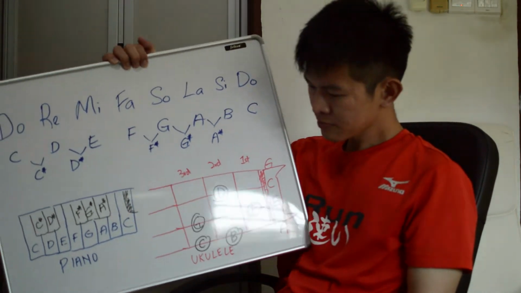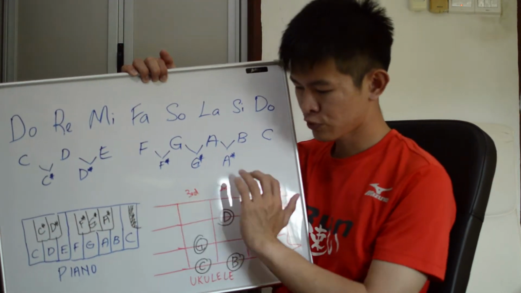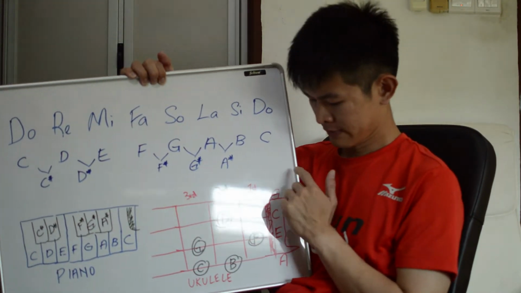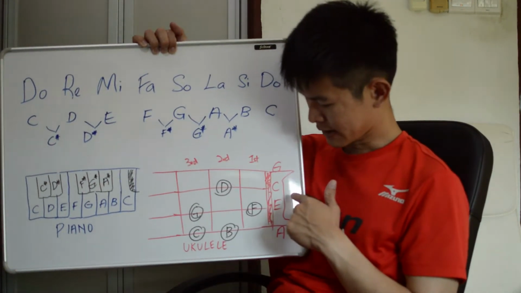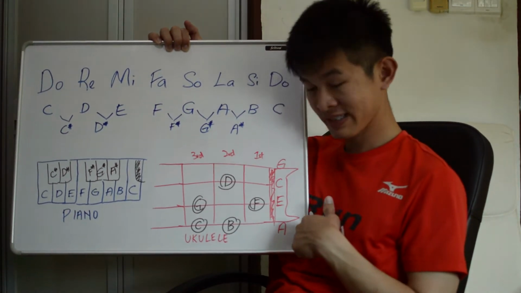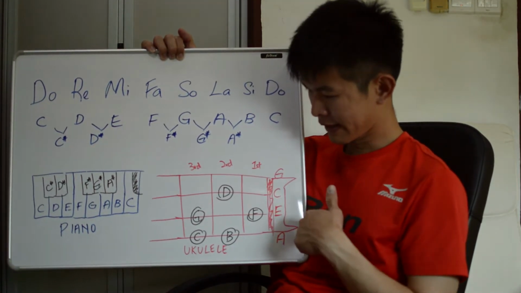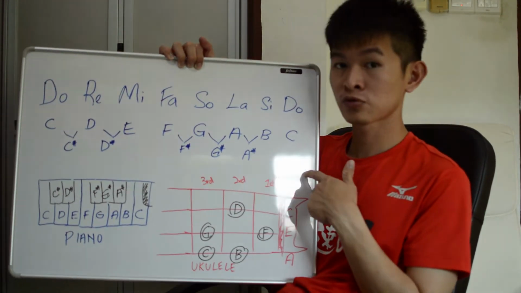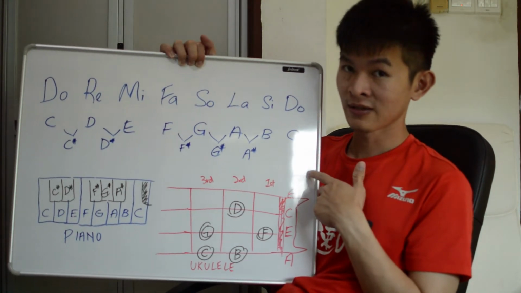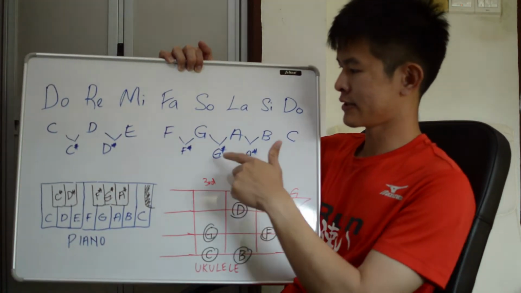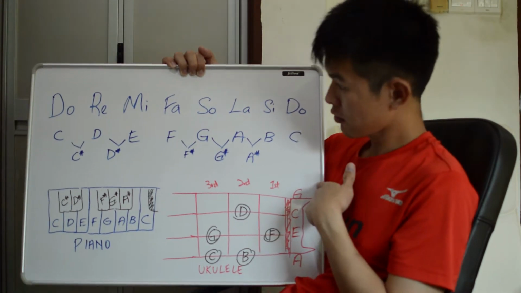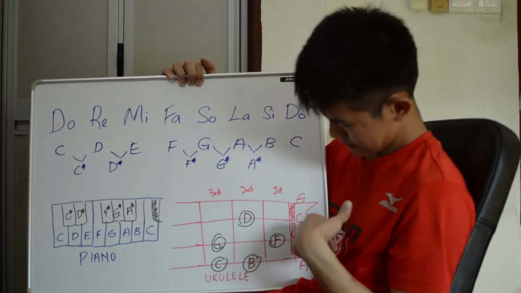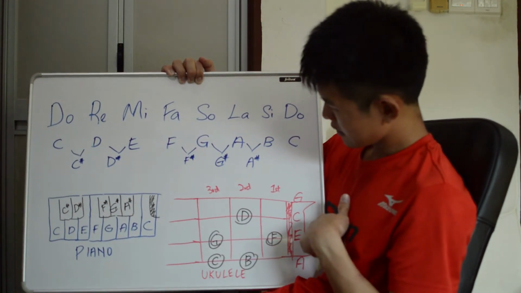First of all, the top string of the ukulele is G. The second is C. Then the third string is E, and the fourth string is A. How do I know it is G C E A? Because normally when we tune the ukulele, the first string is tuned to G. G is Sol. So Sol, then C, Sol Do. E is Mi, Sol Do Mi La.